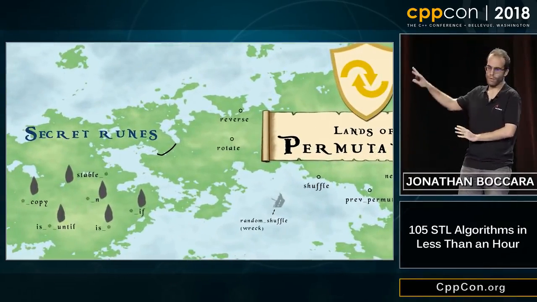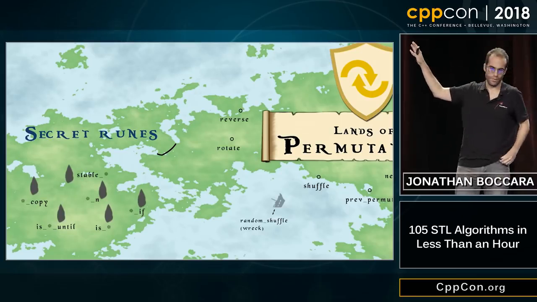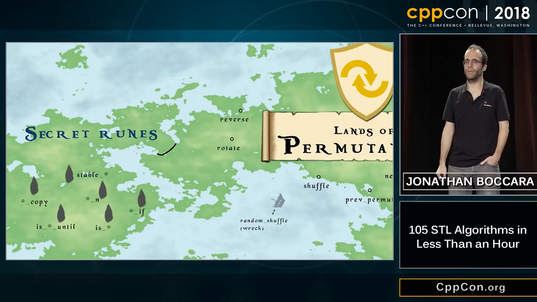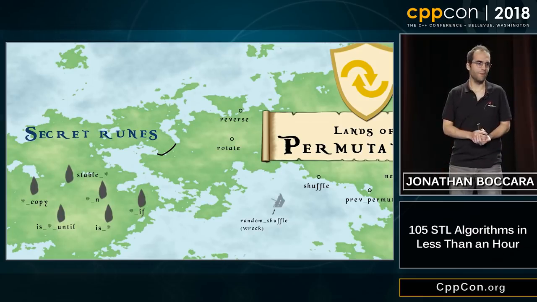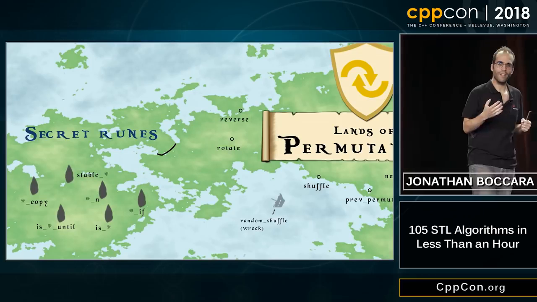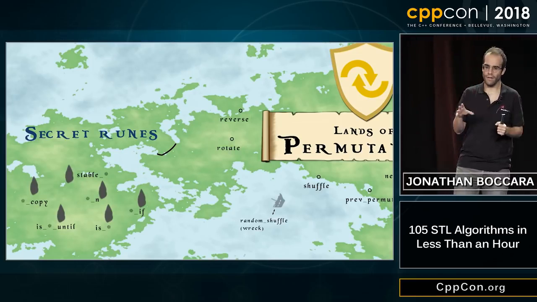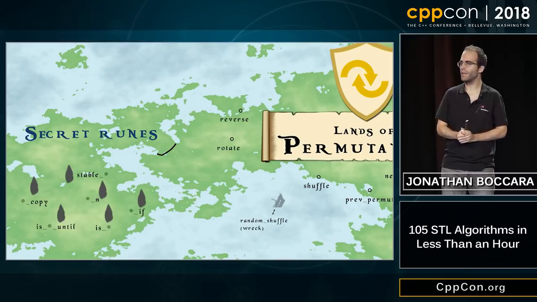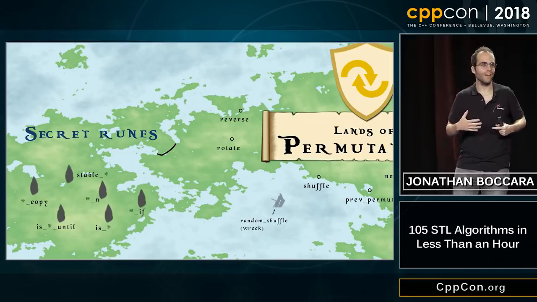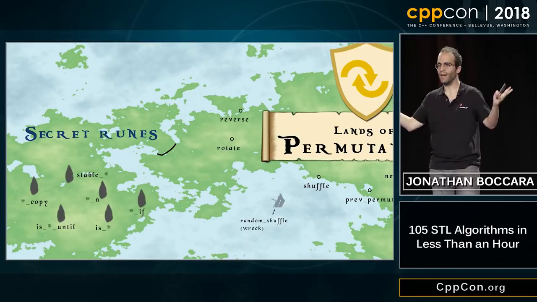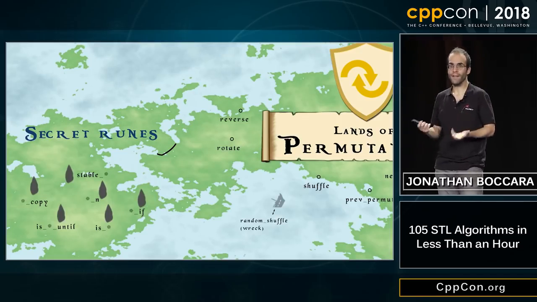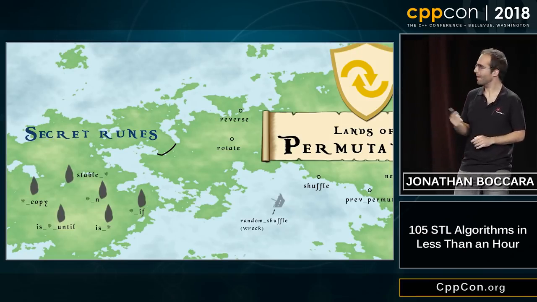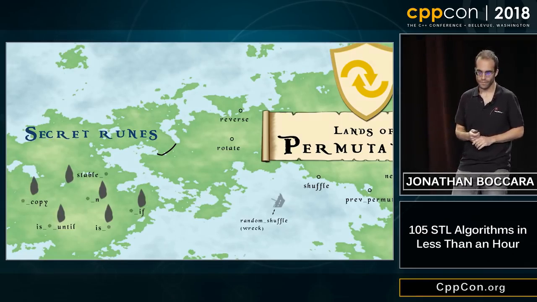Right, so we've been all around the lands of permutation. Just in the corner of the map here are the secret runes. The secret runes are things that you can combine with other algorithms to generate new algorithms. I call them runes because it's like going to see runes to augment your powers, and also because I find that kind of cool as a name. So let's call them that for the purpose of this presentation.